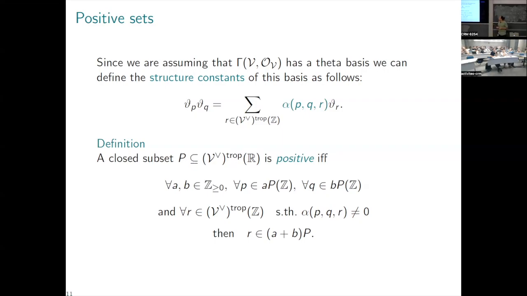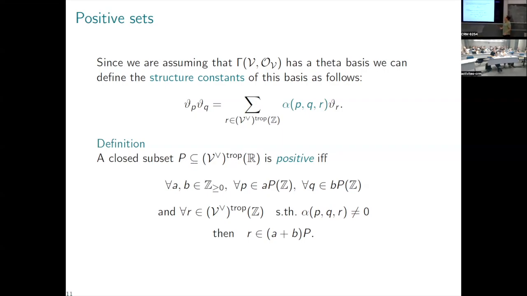And using this fact, Gross-Hacking and Kontsevich define what's a positive set inside the real tropicalization of the mirror. So why the mirror? Because I'm using the mirror to label the theta functions. Maybe I should have put in here a v. These are theta functions on V, and they're parameterized by the integral tropicalization of the mirror. So, okay, this is the definition.